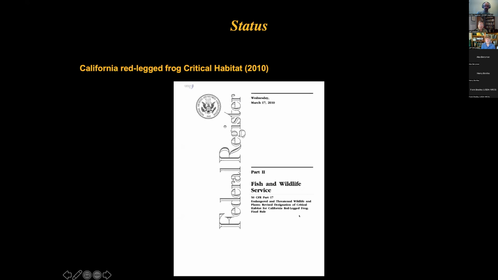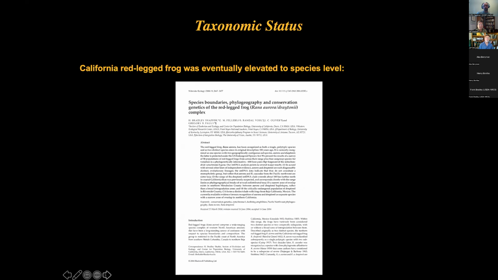Then there was the designation of critical habitat in 2010. This really just defined areas where the federal government would focus its effort and put lots of pressure on mitigation for anything to happen within these areas. It turned out to be an enormous area initially in the draft designation for critical habitat, and they got sued, and then it became so tiny it's really barely relevant.